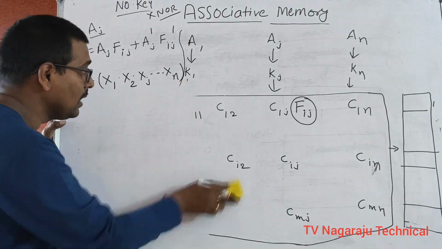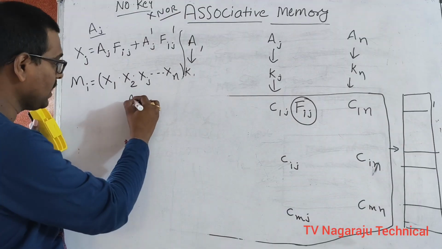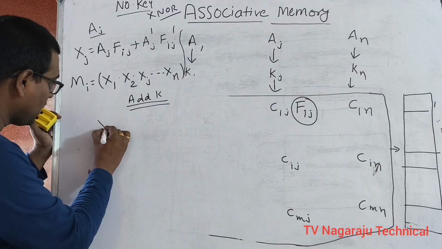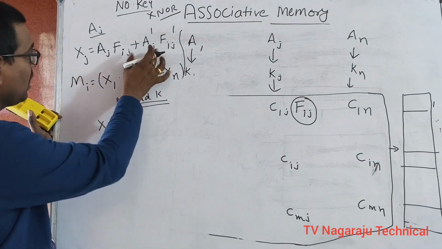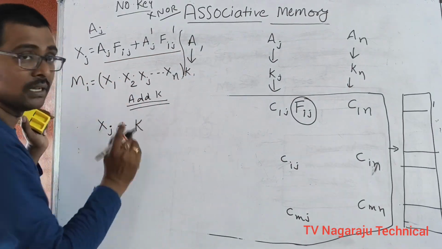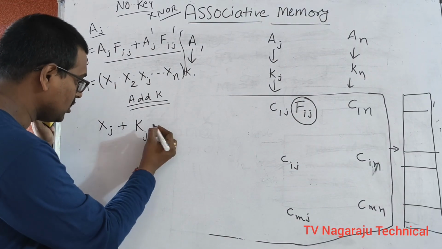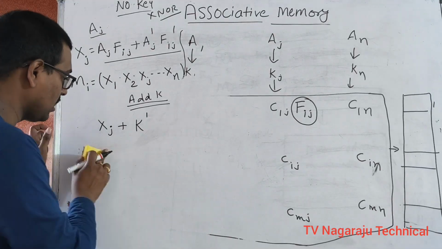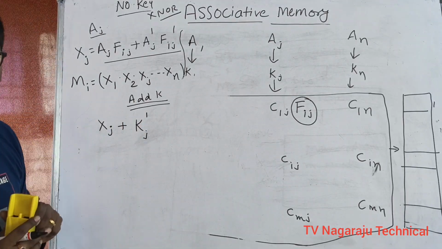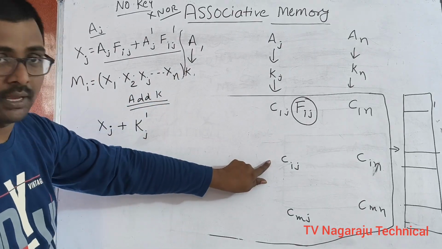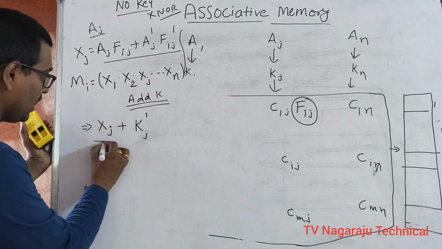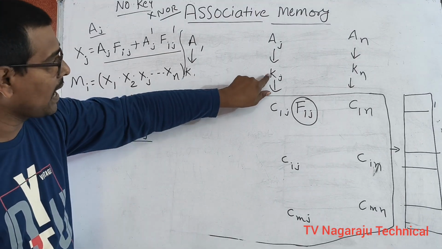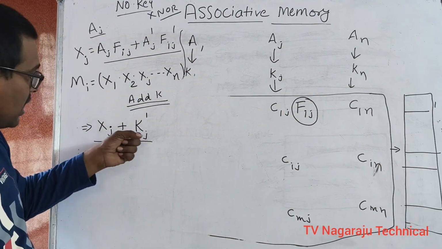Now, what I am doing for this, we are adding the key. For this, we need to add the key. So, I changed my equation into xj plus kj complement. The corresponding key is kj complement. This is my updated equation. Now the question is, why are we adding the complement? Key in the sense we are adding the key, but for the calculation I am adding the key.